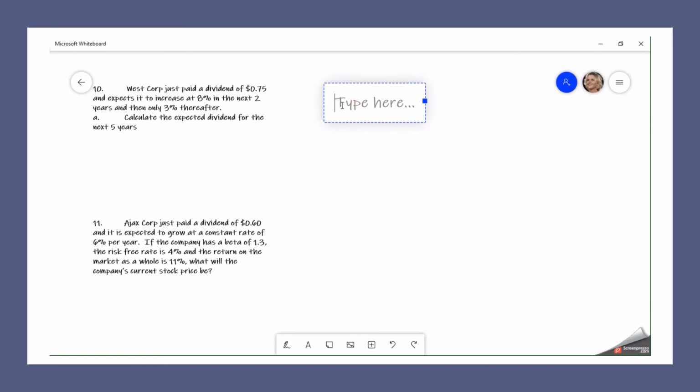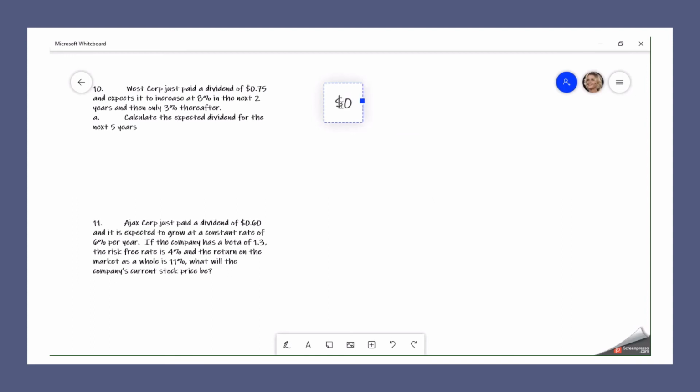Okay, so this is a review for Business Finance Test 1. This is Chapter 9. West Corp just paid a dividend of 75 cents, and it expects it to increase at 8% in the next 2 years, and then 3% thereafter. Calculate the expected dividend for the next 5 years.